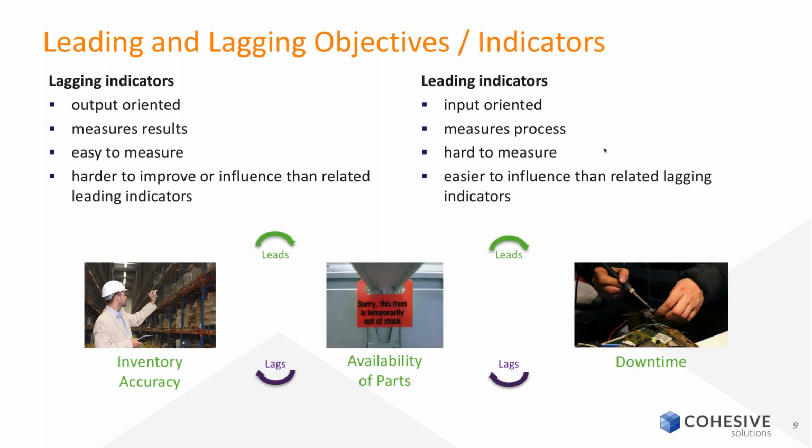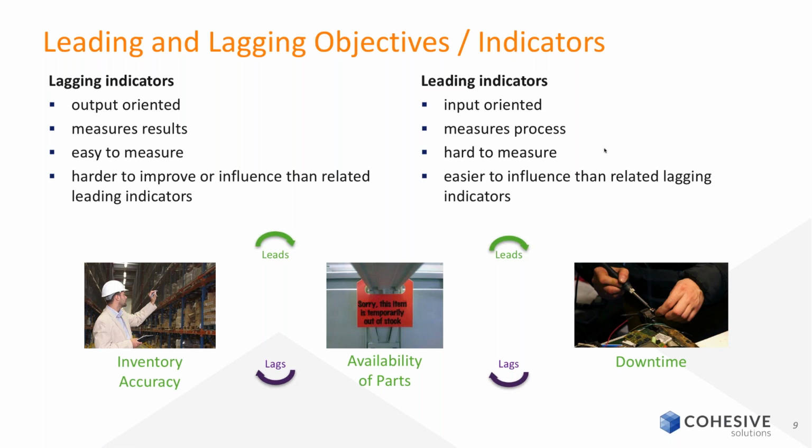In this example, we see that inventory accuracy is a leading indicator, measuring our inventory controls process. Since inventory balances drive the replenishment process, lower accuracy leads potentially to a lower availability of parts, or a higher chance that a part is unavailable due to not having been reordered in time. Availability of parts is the lagging indicator in that relationship, but it is a leading indicator relative to downtime. A lower availability of parts leads, potentially, to increased downtime due to delayed repairs while waiting for material. In this chain of leading and lagging indicators, inventory accuracy is the easiest to influence, while downtime is the hardest.